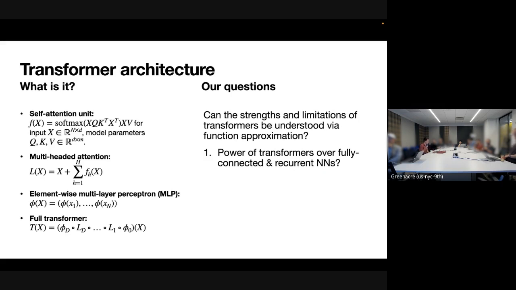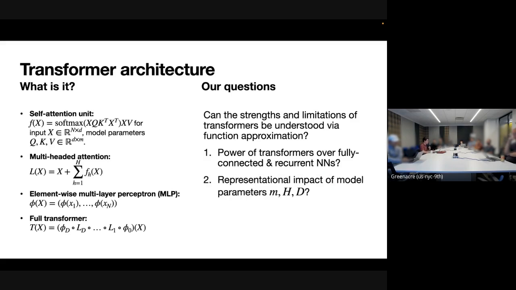And in particular, one question we might ask is how do these compare to other types of neural networks we use? Transformers have had a lot of their success in NLP, where they've largely supplanted approaches like recurrent networks. So can we come up with target functions that illuminate the strengths of transformers over, say, recurrent networks or fully connected networks or general MLPs?